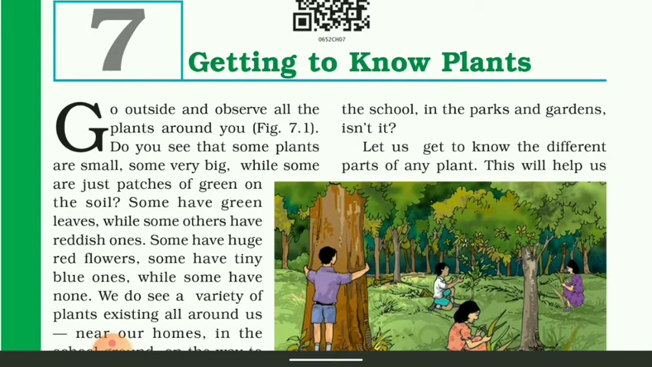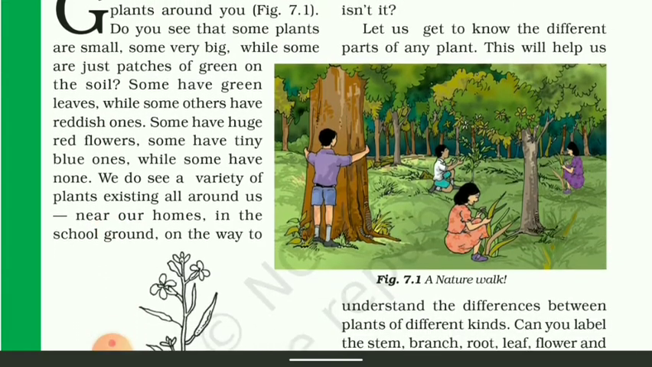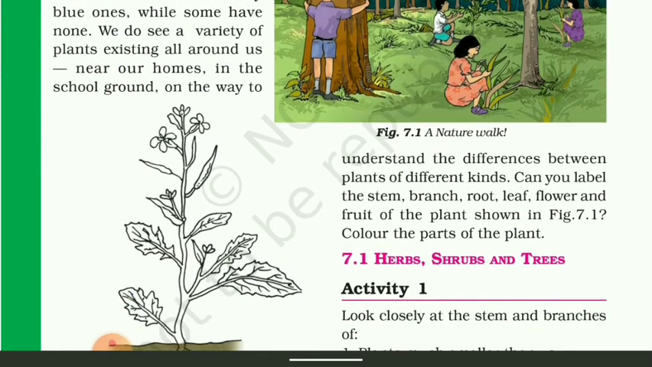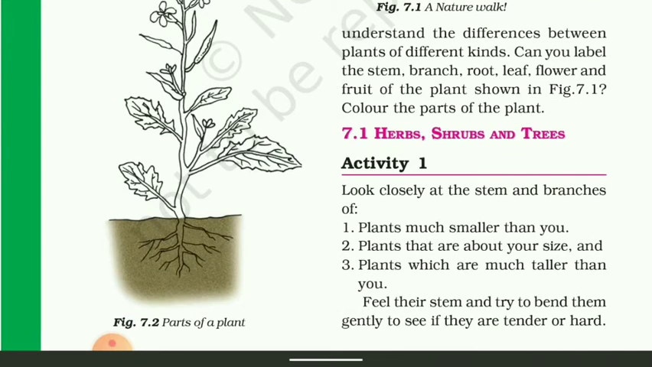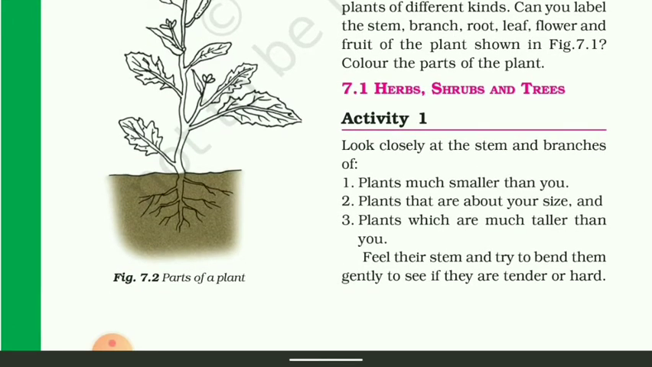Isn't it? Let us get to know the different parts of any plant. This will help us understand the differences between plants of different kinds. Can you label the stem, branch, root, leaf, flower, and fruit of the plant shown in figure 7.1? Color the parts of the plant: herbs, shrubs, and trees. Activity 1.